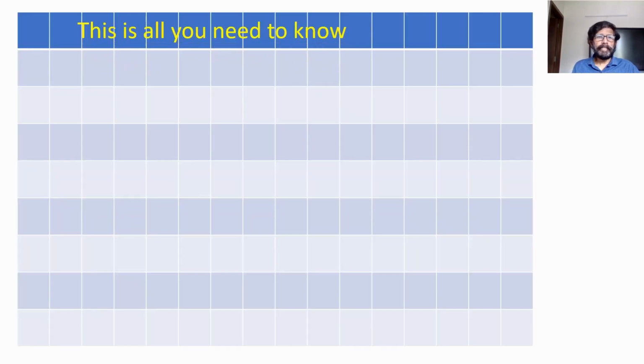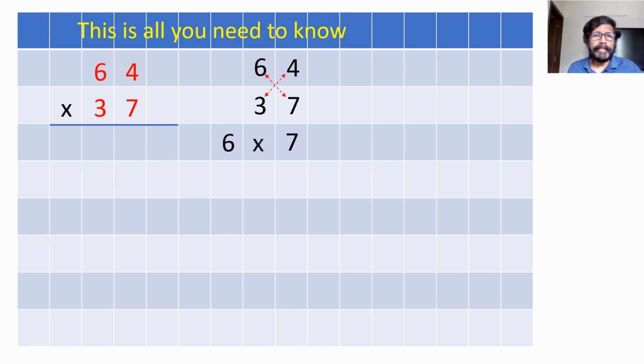The actual multiplication: we are going to take a 2-digit number by a 2-digit number, 64 and 37. We are going to multiply the tens digit by the ones digit in 2 different ways. 6 times 7, 3 times 4, and add the 2, 54, and transfer it over here.